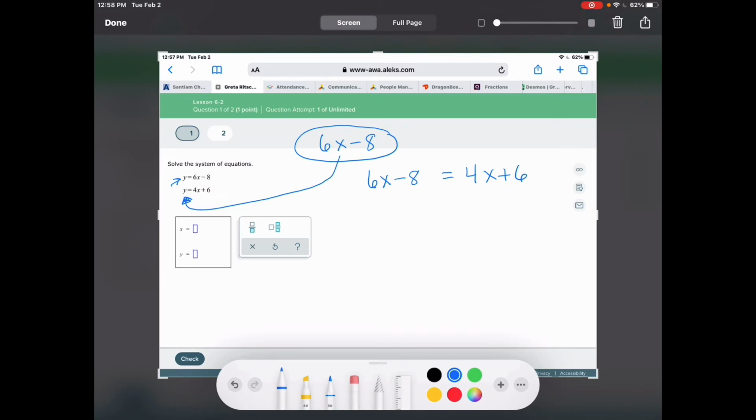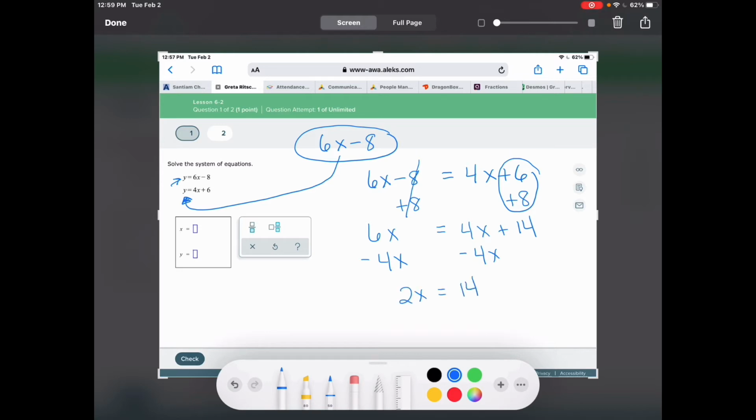I'm going to maybe add 8 to both sides. Get my numbers together. Notice that cancels out. I can put these numbers together by adding them. And then I want to get my x's together on one side of the equation. So I'm going to subtract 4x. 6x minus 4x is 2x.